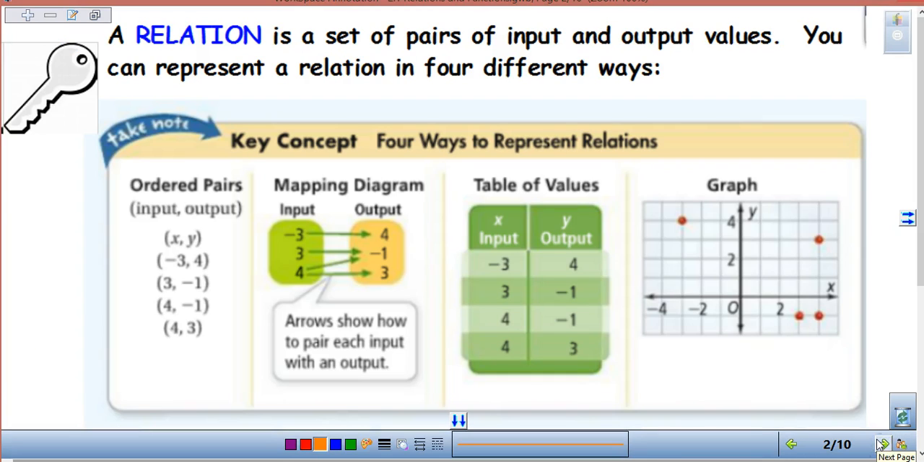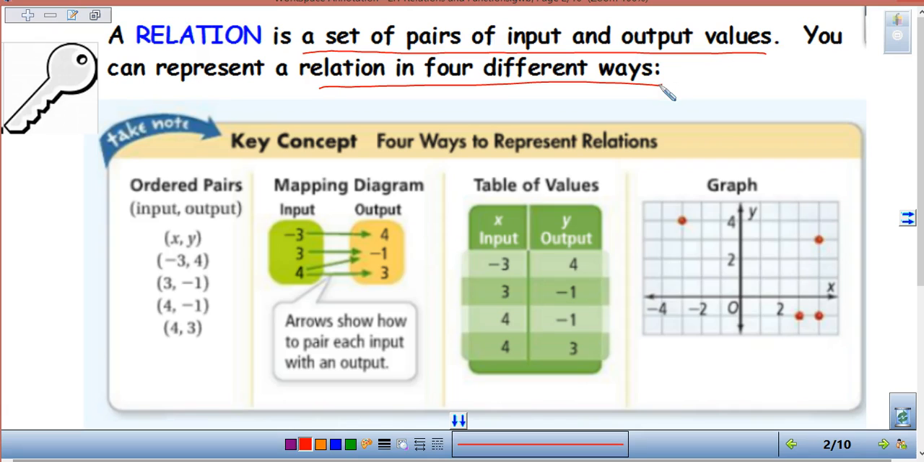On the first page, I would like you to write the definition for relations. Feel free to pause the video if you need more time as we go through. A relation is a set of input and output values. You can represent a relation in 4 different ways.